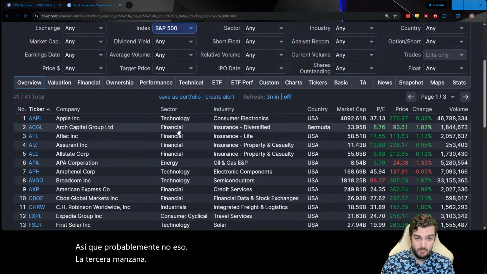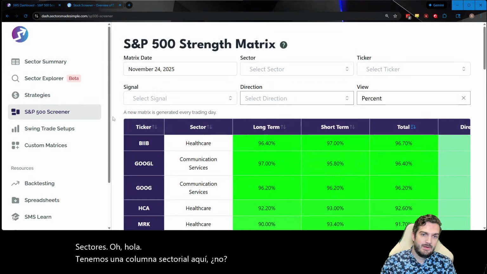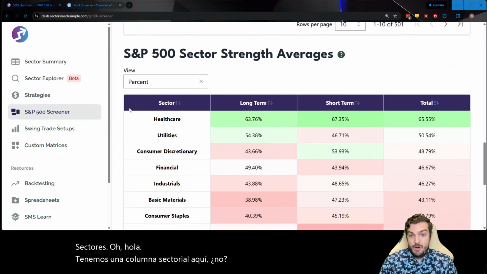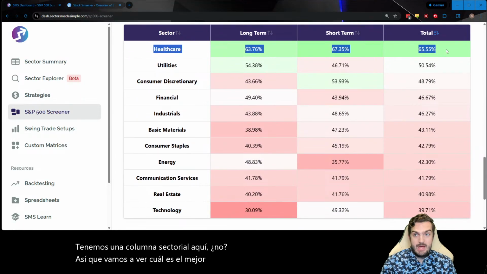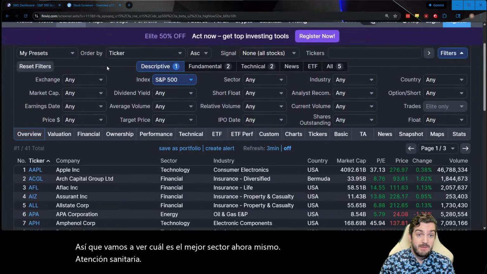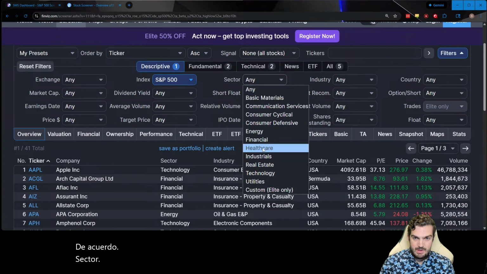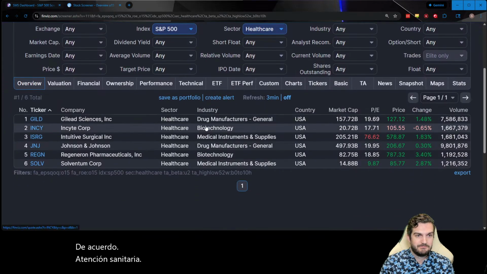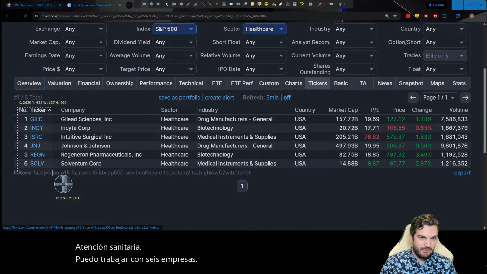Oh, hey, we've got a sector column here, right? So let's go and see what the best sector is right now. Healthcare. Okay. Sector: Healthcare. I can work with 6 companies. I'm going to take a quick screenshot of those 6 companies.